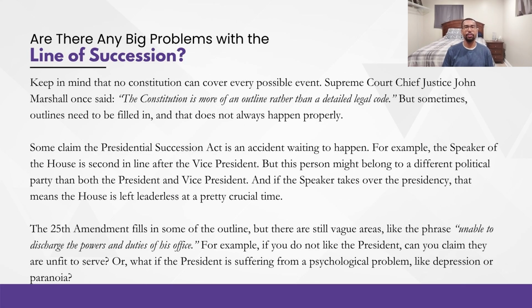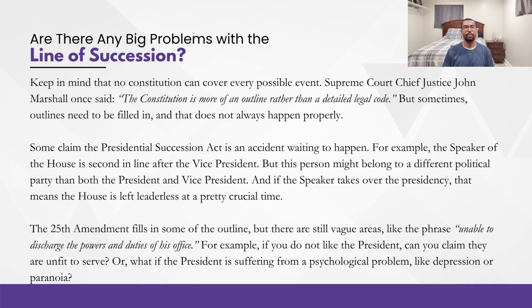Okay, we now know the line of succession for presidents. Are there any big problems with this? Keep in mind that no constitution can cover every possible event. Supreme Court Chief Justice John Marshall once said, quote, the Constitution is more of an outline rather than a detailed legal code, unquote. But sometimes outlines need to be filled in, and that does not always happen properly.